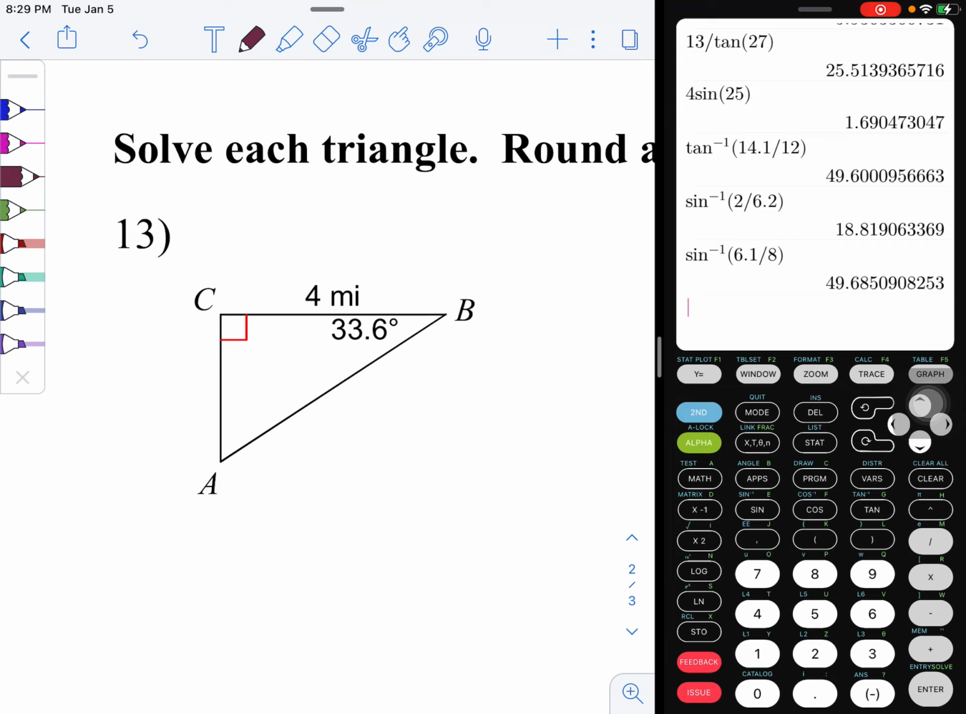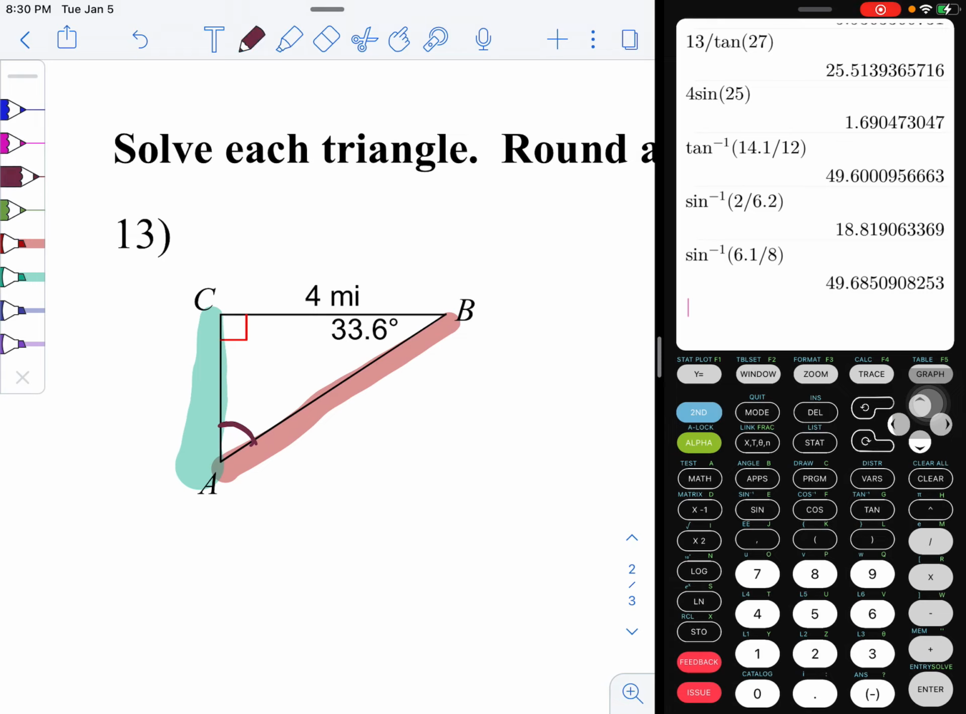It says to solve each triangle. Now, that sounds a little bit weird, but basically what you're looking to do is fill in all of the missing information. So I want to know this angle measure here, so angle A. I want to know the length of AB, and I want to know the length of AC. So those 3 things we need to find.